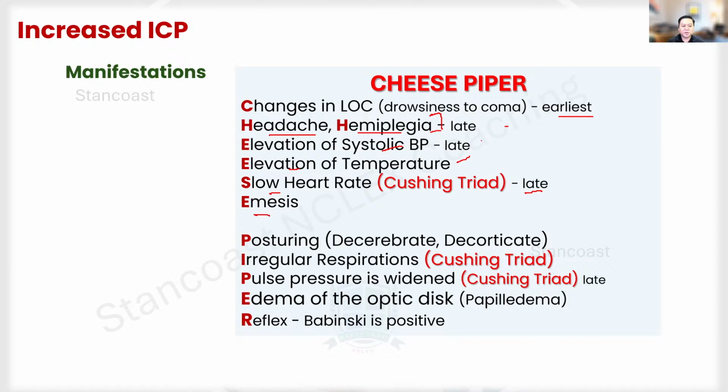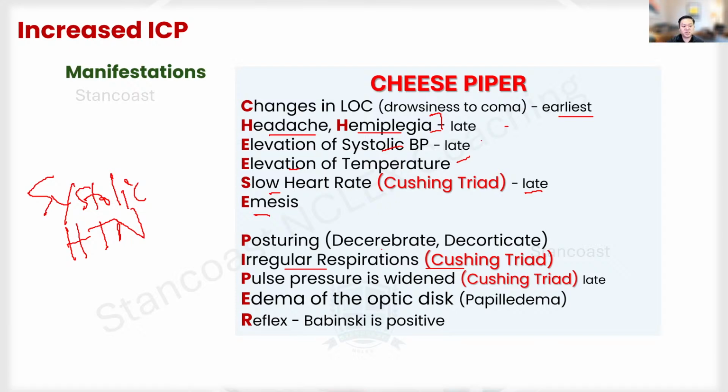And of course, with the emesis, this can happen because of the possible involvement of the vomiting center in the brain caused by the increasing ICP. Our patient will have posturing, starting with the decortication and leading into the decerebration. There's also irregular respirations, which is basically part of the Cushing triad. So take note about the I. There's also widening of the pulse pressure. So our patient here will have systolic hypertension, but the difference between the systolic and the diastolic will be greatly increased. All right, it will be a lot wider.